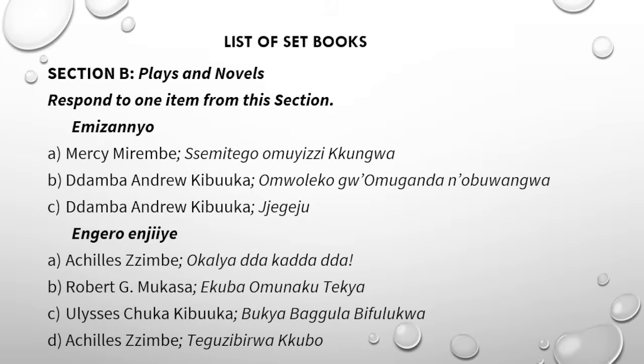We have the list of set books there. Section B, plays and novels. Those are set books. We have for Luganda, the current set books. So that is how they're going to be presented. And learners will have the liberty to identify, to select 1 or 2, depending on the instruction in the item.